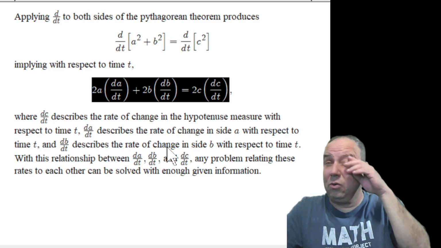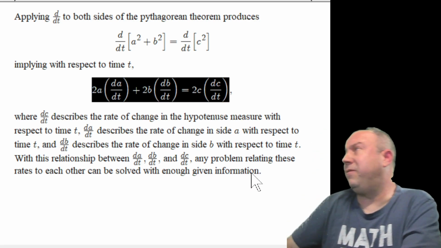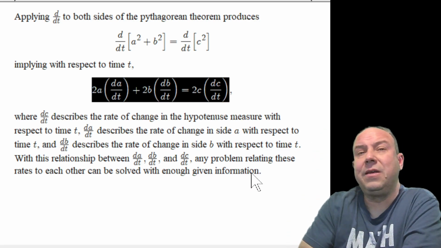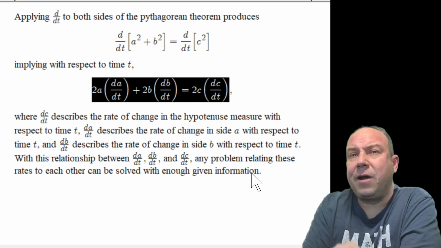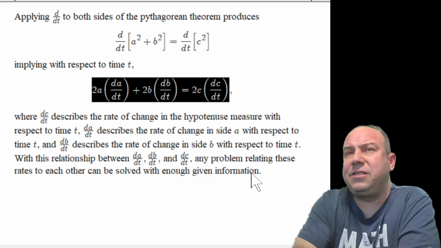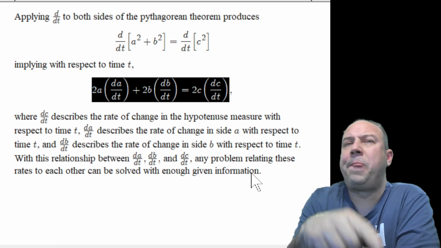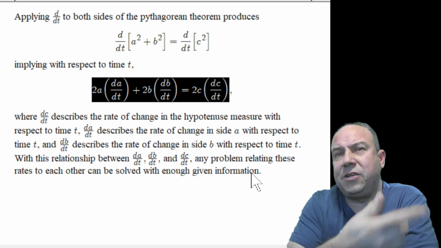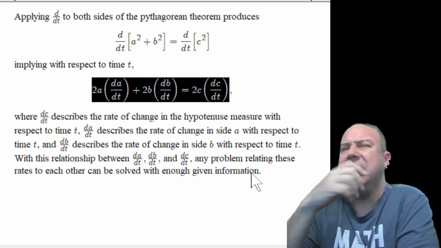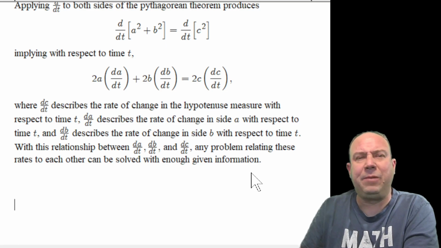Right? And with this relationship developed, we can solve any problem, right, that relates those rates to one another. We can solve any related rate problem involving these three variables for the side measurements and hypotenuse measure of a right triangle, if we have enough given information. That's always kind of the key. So these do have to kind of be set up for you. You have to be given enough information.